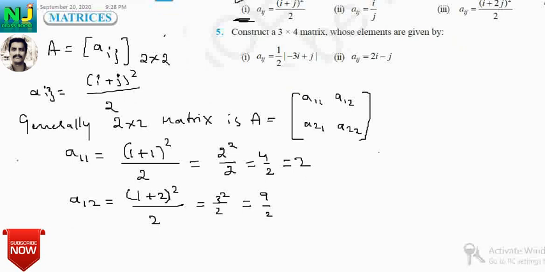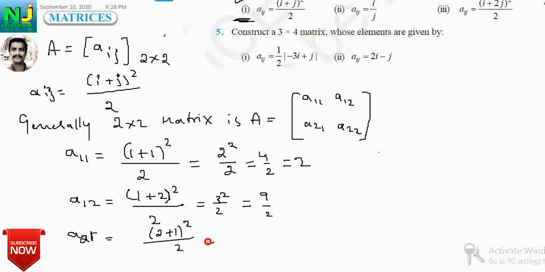So let us go for the next one. What is the next one? The next one is clear. The next one is a21. Sorry, not a13, a21. So what is a21? In a21, put i is equal to 2, j is equal to 1, second row first column element, (2 plus 1) square.